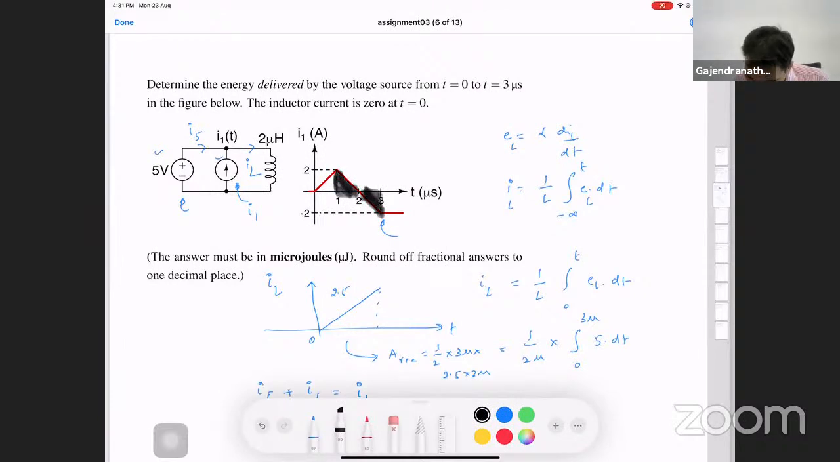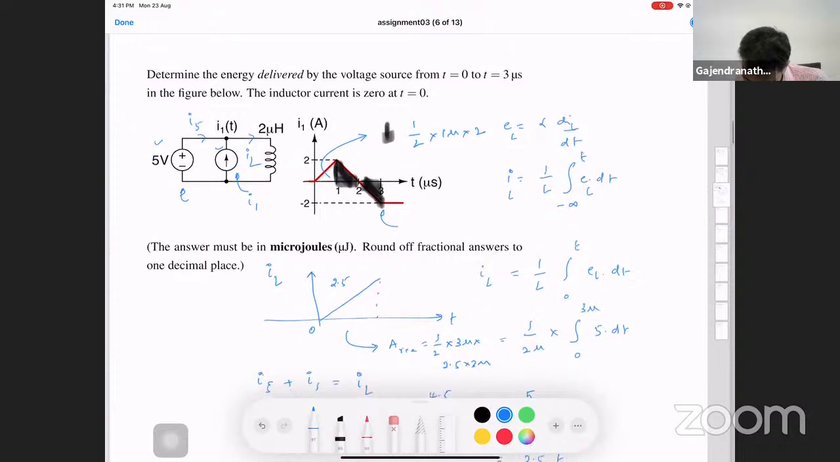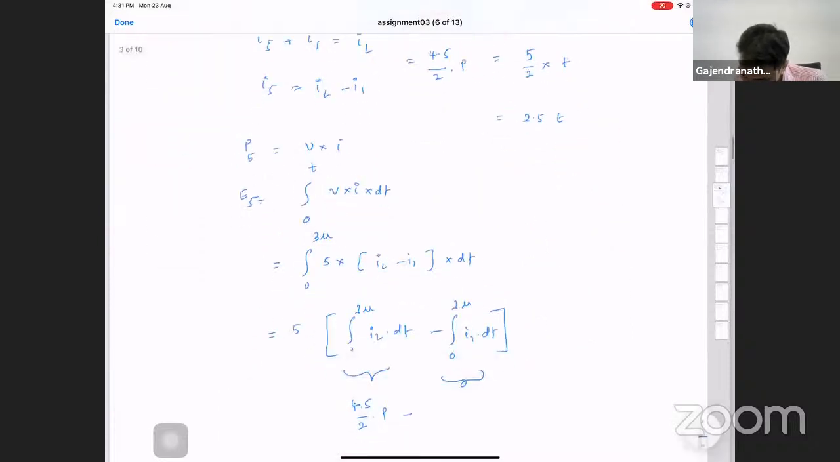Now, what I am left with is just one triangle here. The base is 1 micro and the height is 2 amps. So that gives me 1 micro here.